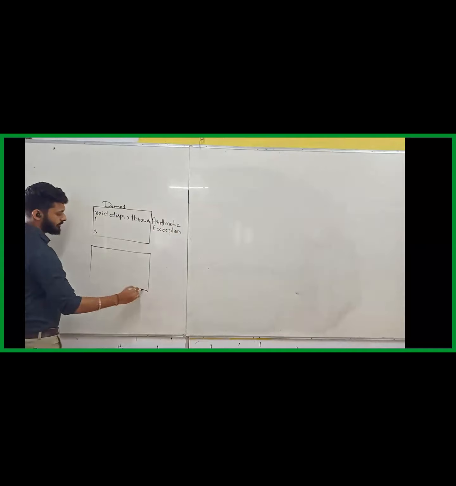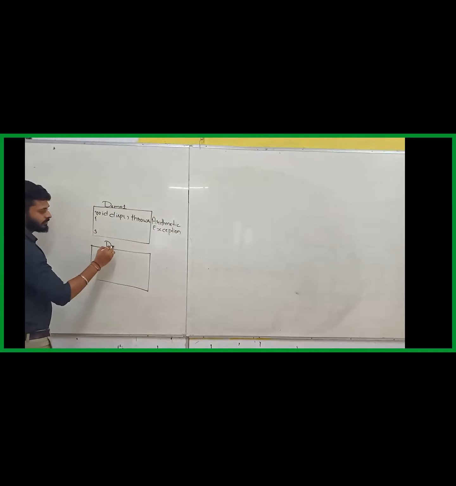Now comes your child class, which is Demo2. Here also the same method will be there, that is void display. Now my question is, what should I write here? What should I write here? Nothing. Will it work?